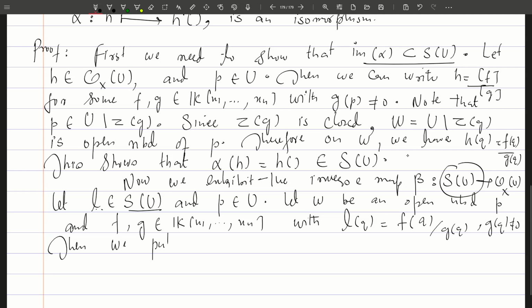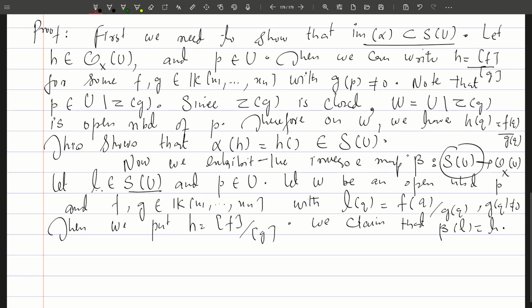Then we put H to be equal to the class of F over the class of G. So we claim that beta of L is actually equal to H. This beta is the inverse of alpha. Now this is trivial from the definitions.